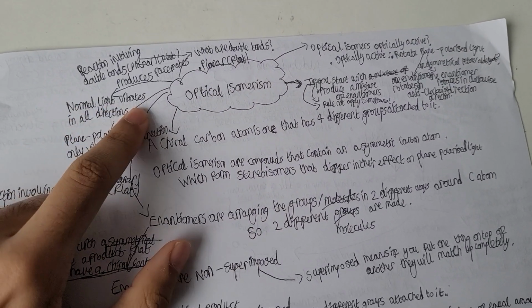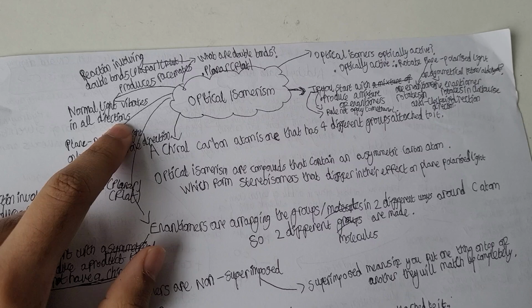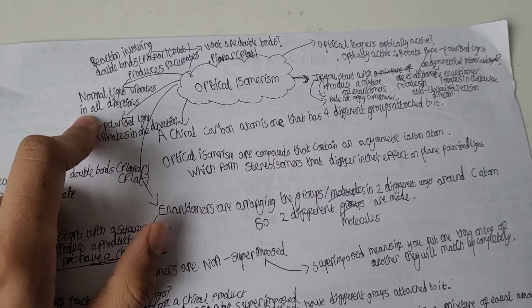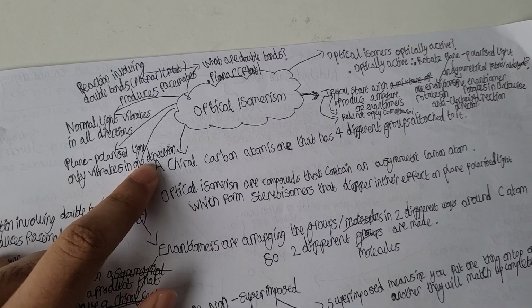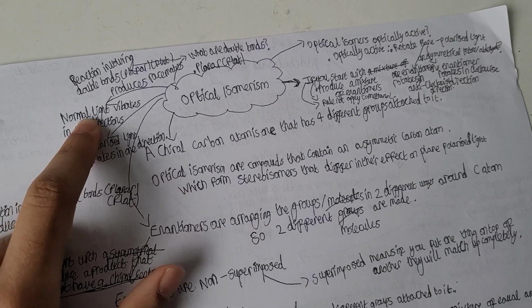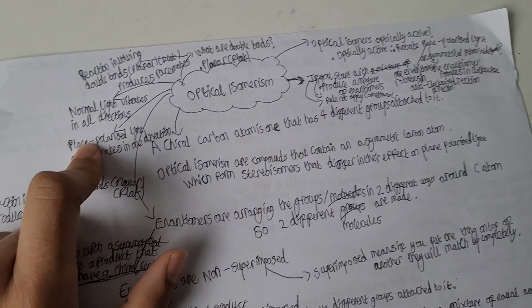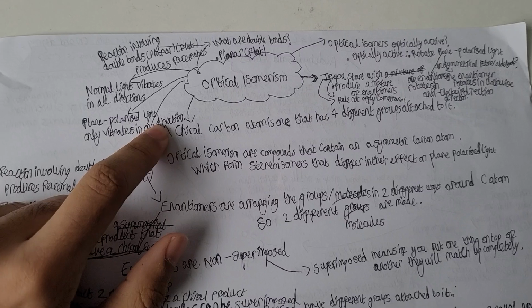Normal light vibrates in all directions. Plane polarized light only vibrates in one direction.